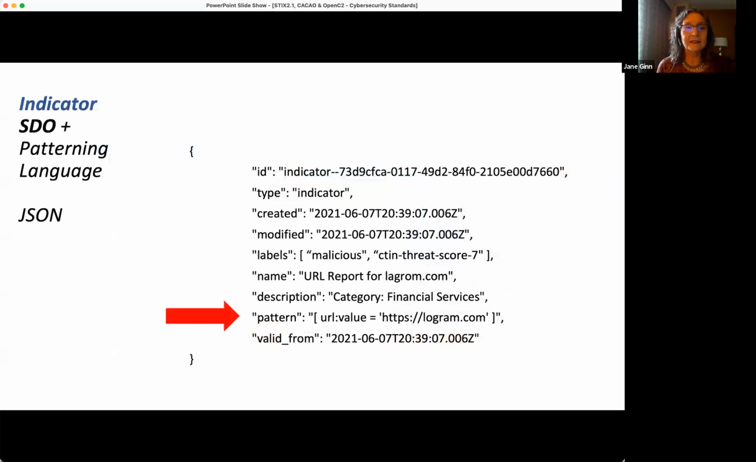Now, what you see in this next slide is how we actually model the patterning language in the JSON. JSON is the mandatory-to-implement language of STIX, but there are many implementers, many companies that are also using other languages. Here in the JSON, you see I've highlighted the pattern and then how that's expressed in the patterning language. Next slide, please.